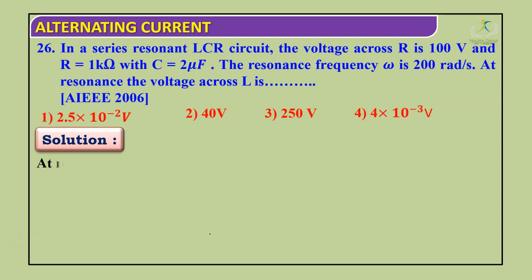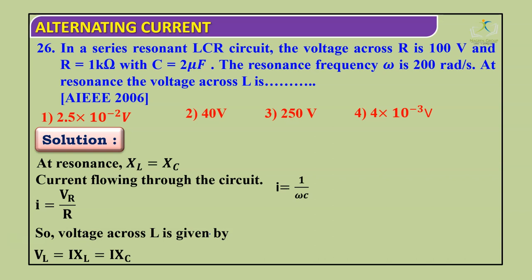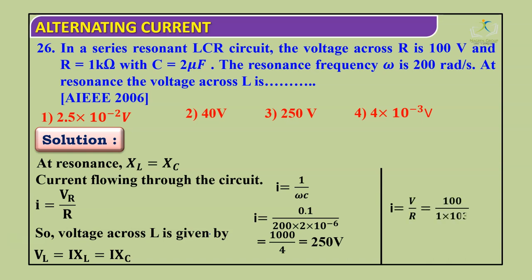So the solution which we have: at resonance again XL is equal to XC. So the current flowing through the circuit is I equal to VR by R. So the voltage across L is given by VL equal to I XL equal to I XC, where XC is 1 by omega C. So VL is 0.1 divided by 200 into 2 into 10 to the power minus 6. So 1000 by 4 is equal to 250 volt. According to that, the correct option for this question is 250 volt.